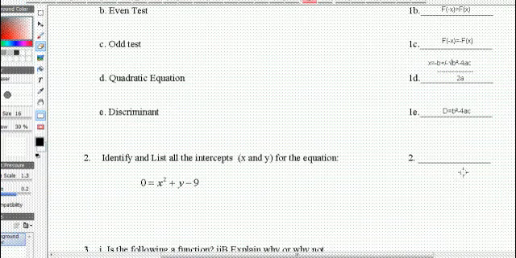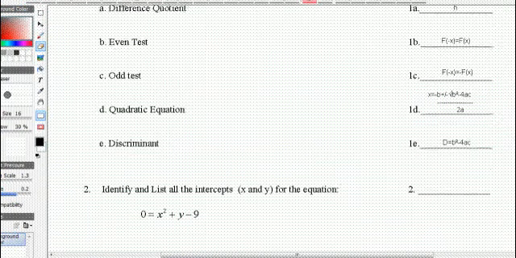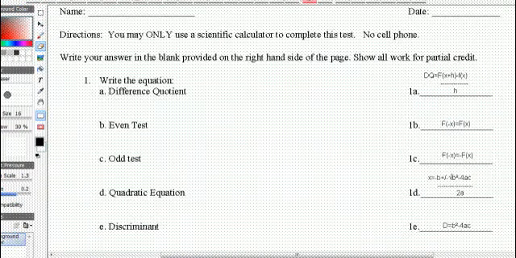Okay guys, this is test number 2. You should realize that the first thing you always got to do is definitely remember your equations. The difference quotient is f of x plus h minus f of x, over h. Both of these should be capital F's or lowercase f's. The second one is the even test and odd test.